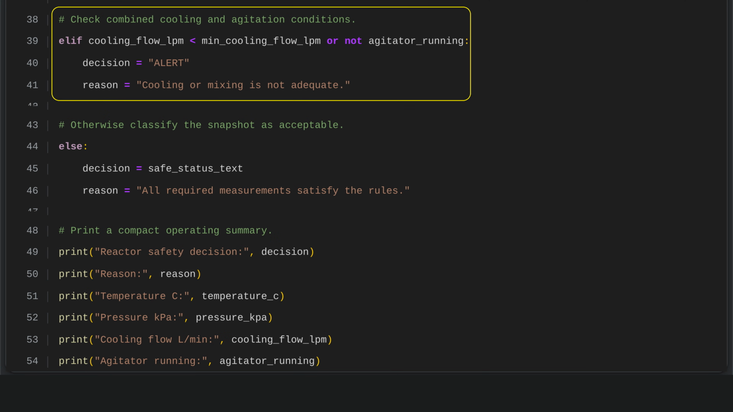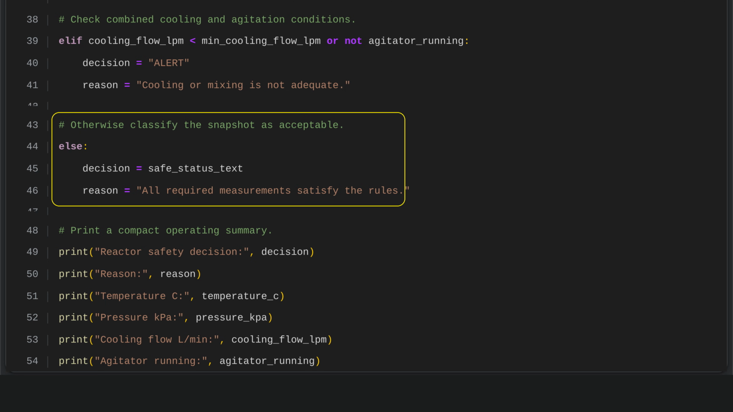The code checks whether cooling is too low or the agitator has stopped. If either problem is present, it raises an alert because inadequate cooling or mixing could make the reactor unsafe. If no alert conditions are met, the reactor is considered safe. The decision is set to safe because all required measurements satisfy the safety rules, confirming normal operation.